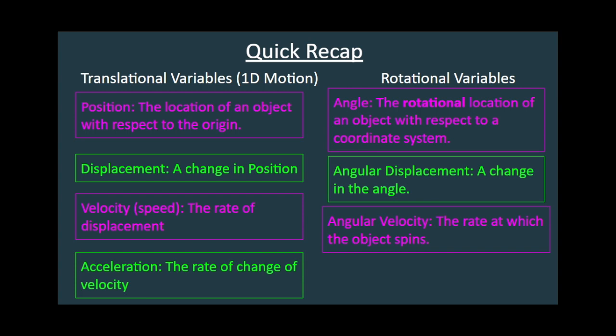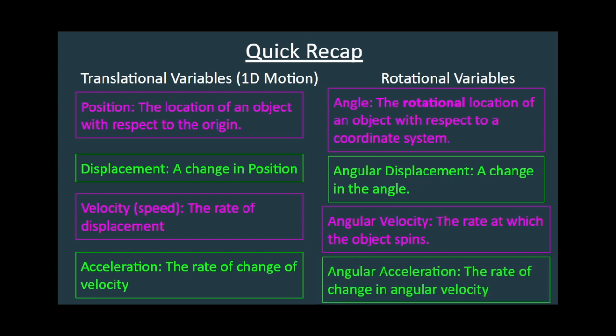Acceleration is the rate of change of velocity. So acceleration is how quickly we're changing our velocity. And for rotational, angular acceleration is the rate of change of angular velocity. So how quickly are we changing the rate at which we're spinning? Are we speeding up the spin? Are we slowing down the spin?